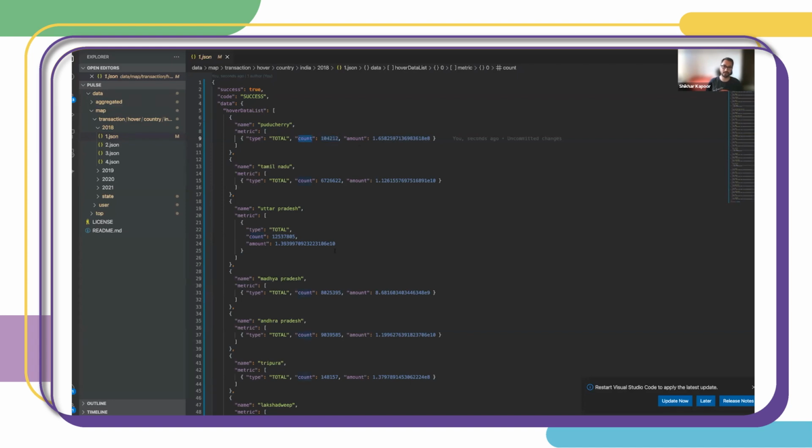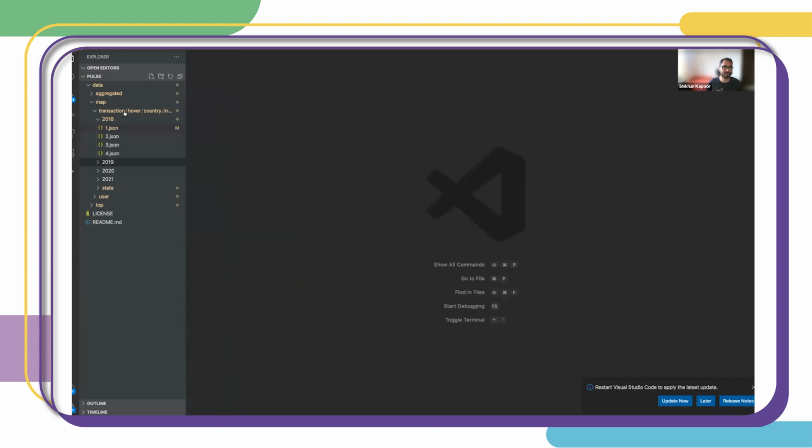Count is the total payment value and the amount. I'm sorry, I'm confusing the two. Amount is the TPV and the count is the number of transactions. Again, apologies.